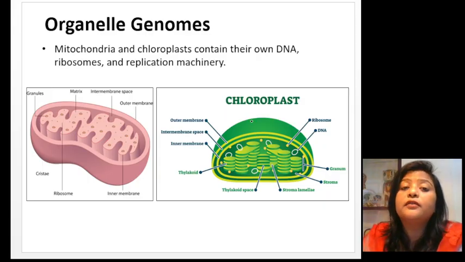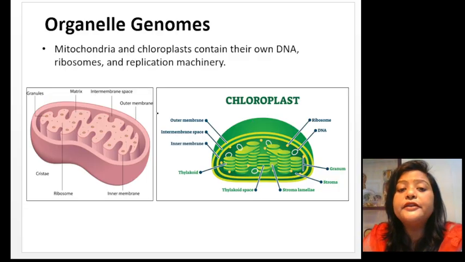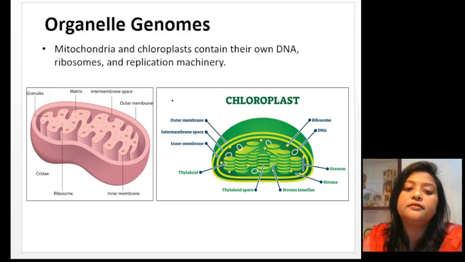But chloroplast is exclusively present only in the plant cell, because chloroplast is used for photosynthesis, which animals cannot do. But mitochondria gives energy, which is required in both plant cells and animal cells.